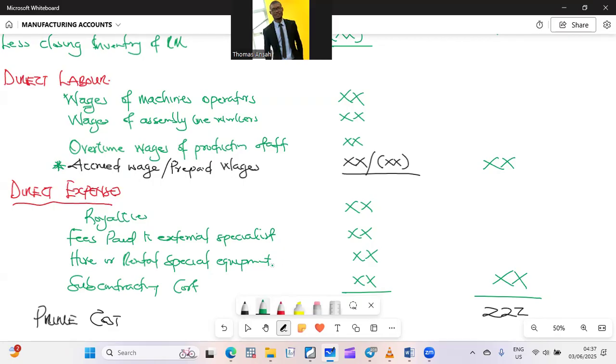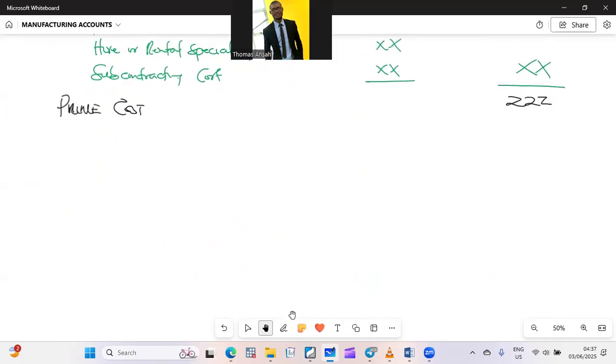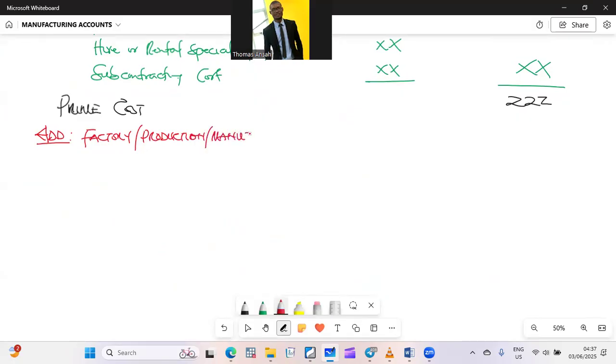All right. So you've gotten your prime cost. So the rest is bring in the overheads, right? Add the overheads. So the overheads, we are talking about factory or production overheads. Choose one and write. Don't write everything.